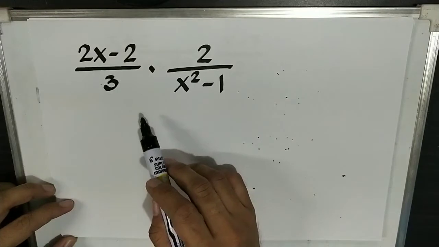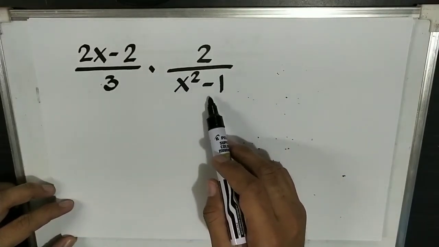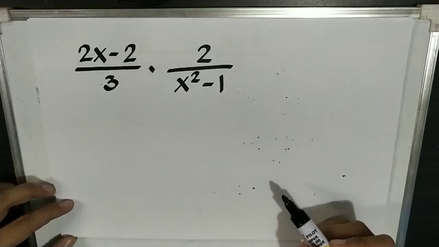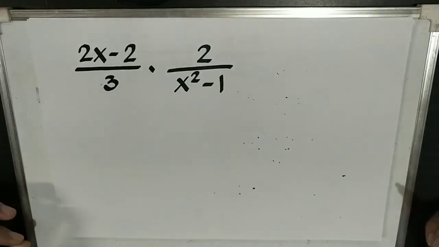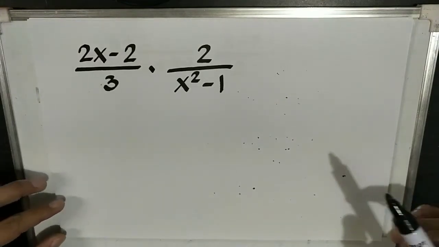2x minus 2 all over 3 times 2 over x squared minus 1. Again, in this lesson, you need to know first how to factor polynomials. It is very important so that you can factor first the expressions before you multiply the two numbers.